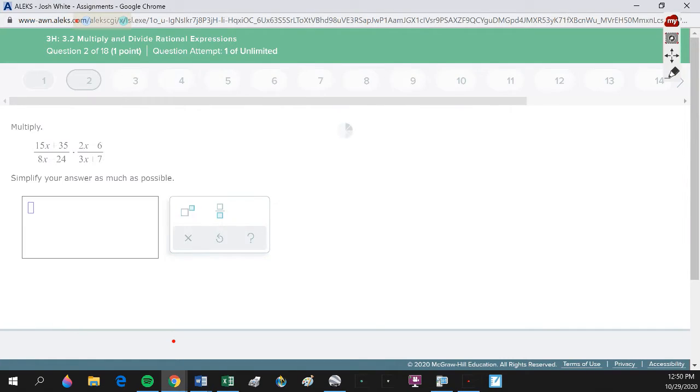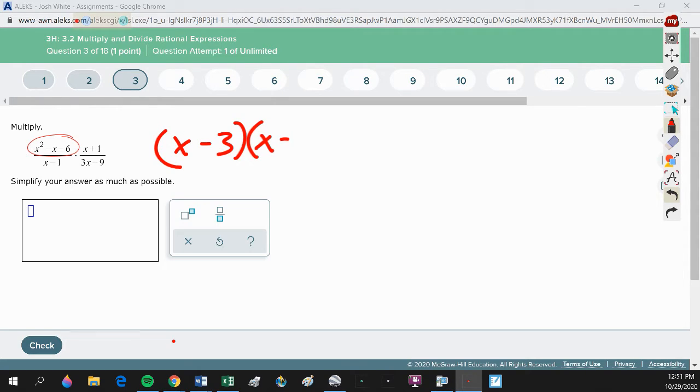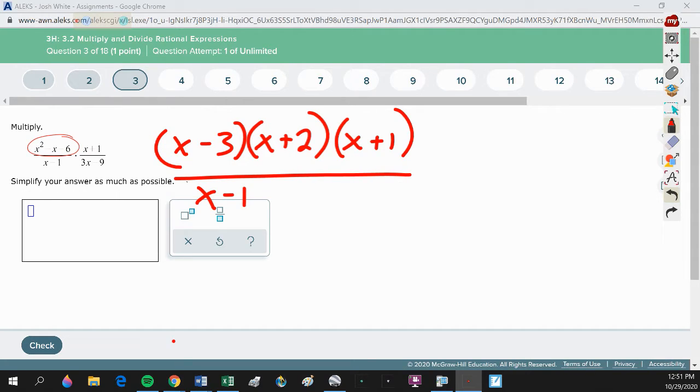Okay, number 3. Same basic idea, but now we're going to be factoring quadratics. This turns into x minus 3 and x plus 2, and then x plus 1. And on bottom, we get x minus 1. And then I can pull a 3 out of there, 3 times x minus 3. Anything cancel? x minus 3, x minus 3.